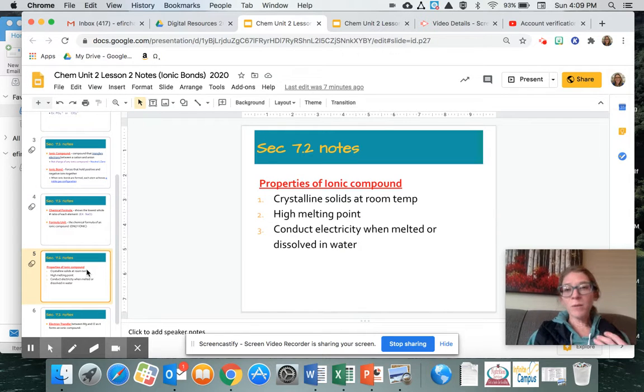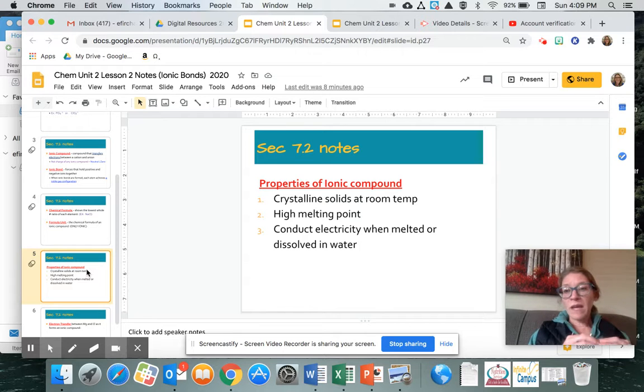All right, here are some common properties of ionic compounds. They are usually crystalline solids at room temperature. So if you think about salt, salt is a crystal. They generally have high melting points, and they will conduct electricity only when they're melted or dissolved in water.